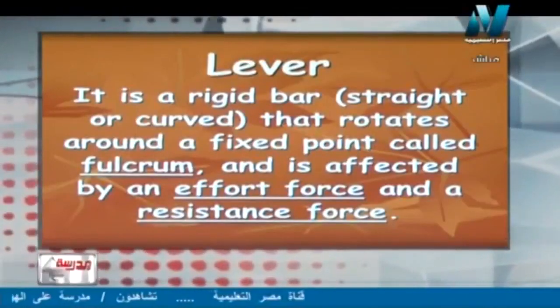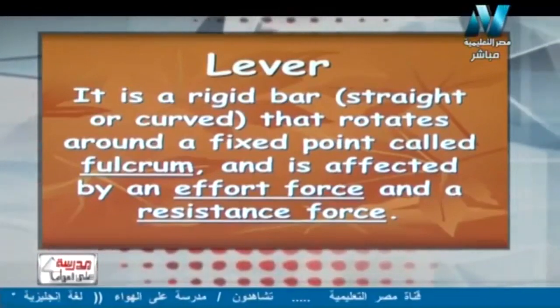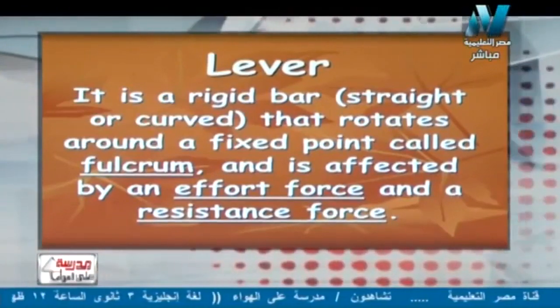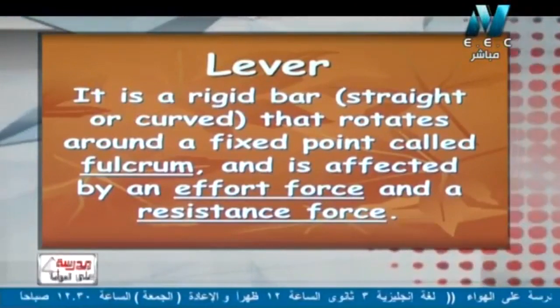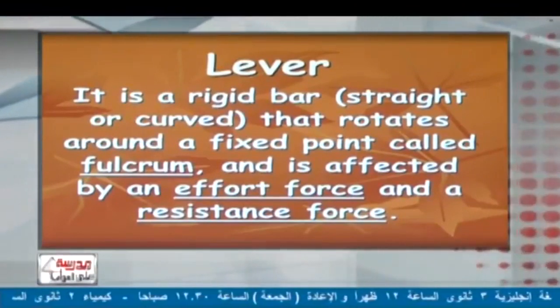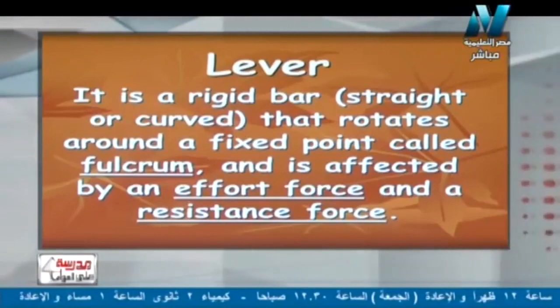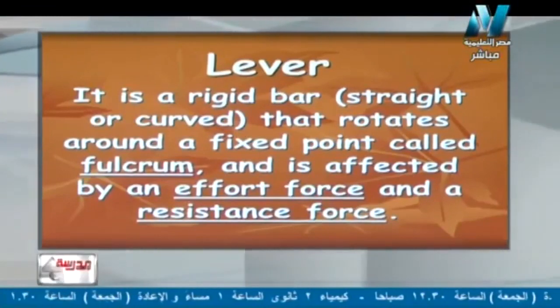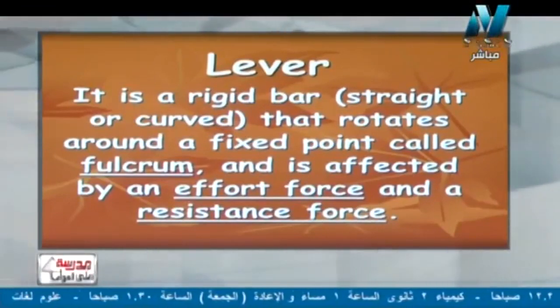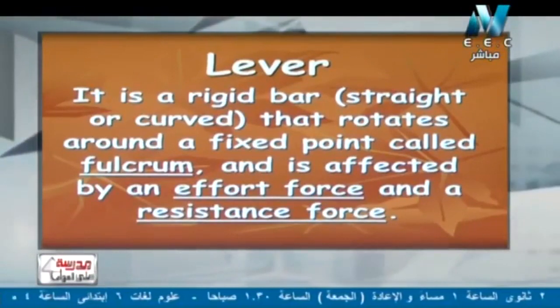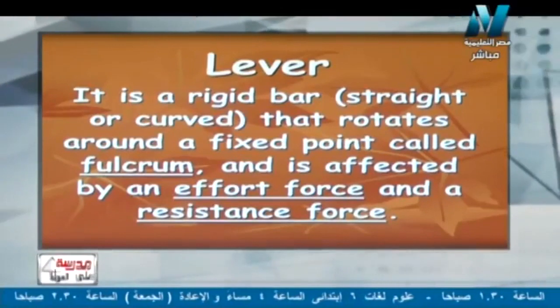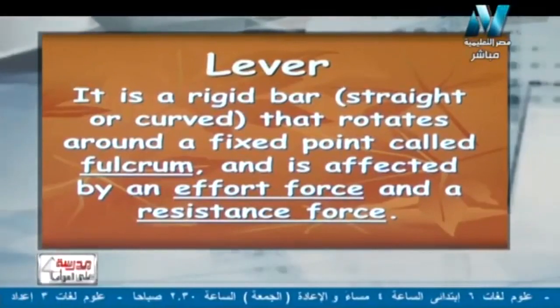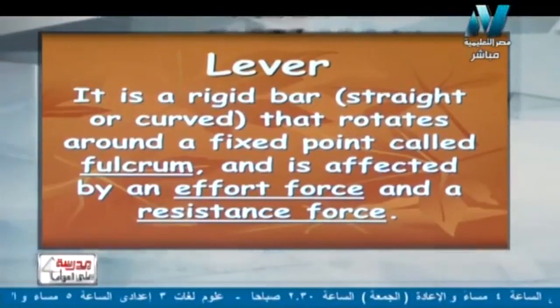Lever is a rigid bar. هي ساق لازم تكون متينة طبعا. Straight or curved ممكن تكون مستقيمة أو منحنية حسب احتياجنا ليها. That rotates around a fixed point. بتدور حوالين نقطة مهمة جدا called fulcrum. Fulcrum again. يبقى لو رجعنا تاني للرسمتين، ايه هي رسمة الليفر أو رسمة السيزرز؟ ناخد بالنا إن في نقطة مهمة جدا في النص، ممكن تكون على الأطراف كمان، بنسميها fulcrum.